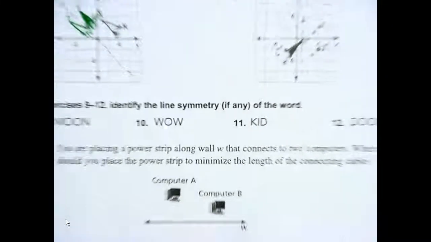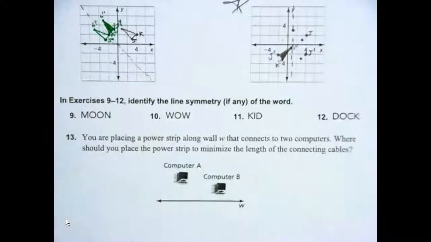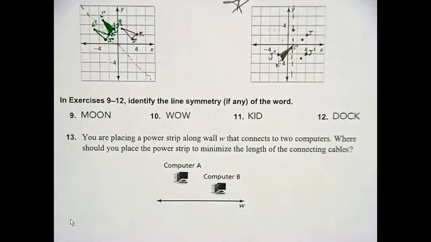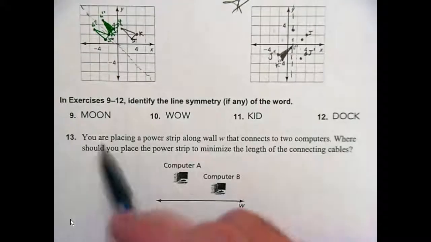Okay. Hey, I want you right now to identify the line of symmetry in the word. Draw it in, and then try number 13 with your group. Like actually on line W. Let's go back to that here in a minute.